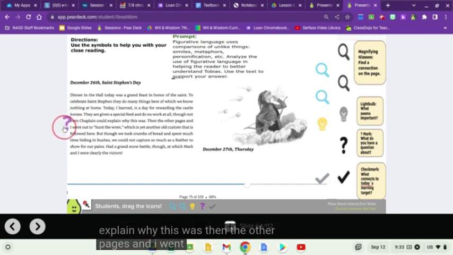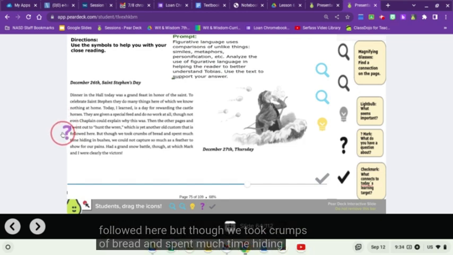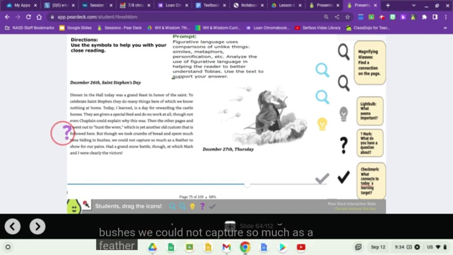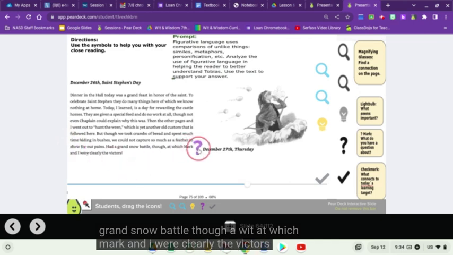Then the other pages and I went out to hunt the wren, which is yet another old custom that is followed here. But though we took crumbs of bread and spent much time hiding in bushes, we could not capture so much as a feather to show for our pains. Had a grand snow battle, though, at which Mark and I were clearly the victors. December 27th, Thursday.